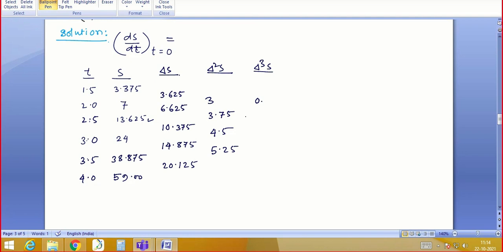Third difference 0.75. This is also 0.75. Okay, you are getting the third difference as constant in all values. Whatever you do, you have 6 values. Logically, with the help of 6 values, you can approximate a maximum 5th degree polynomial. But after constructing the difference table, we are seeing the third difference constant.